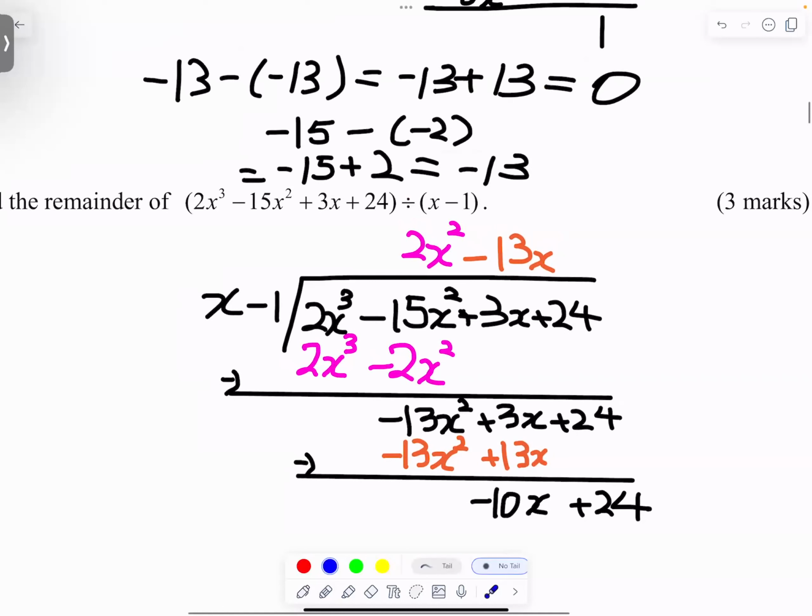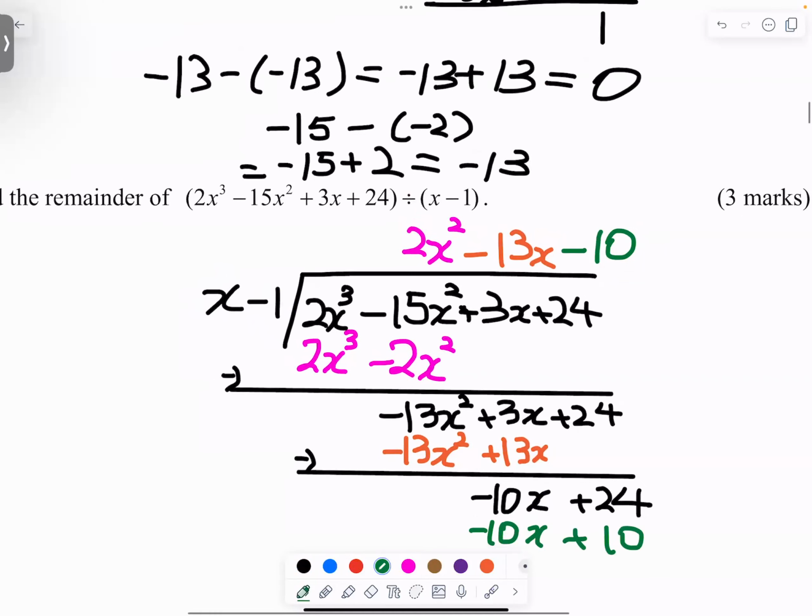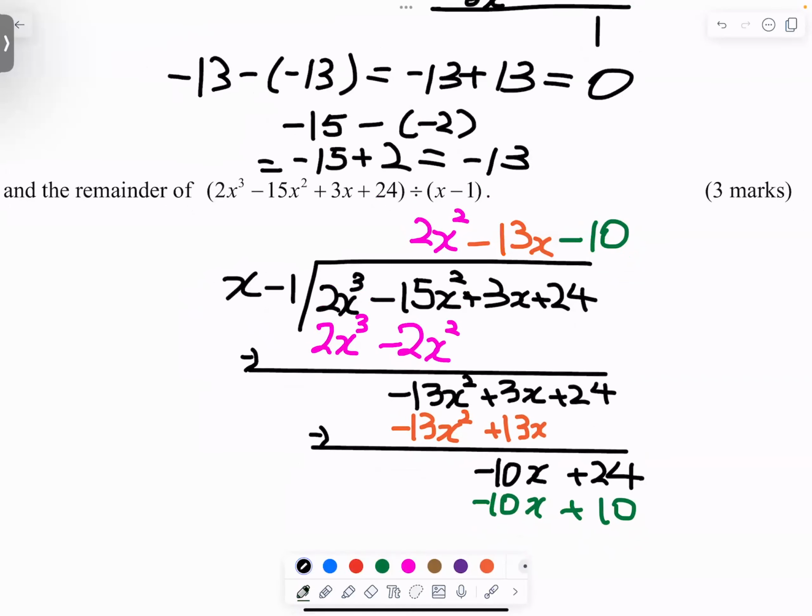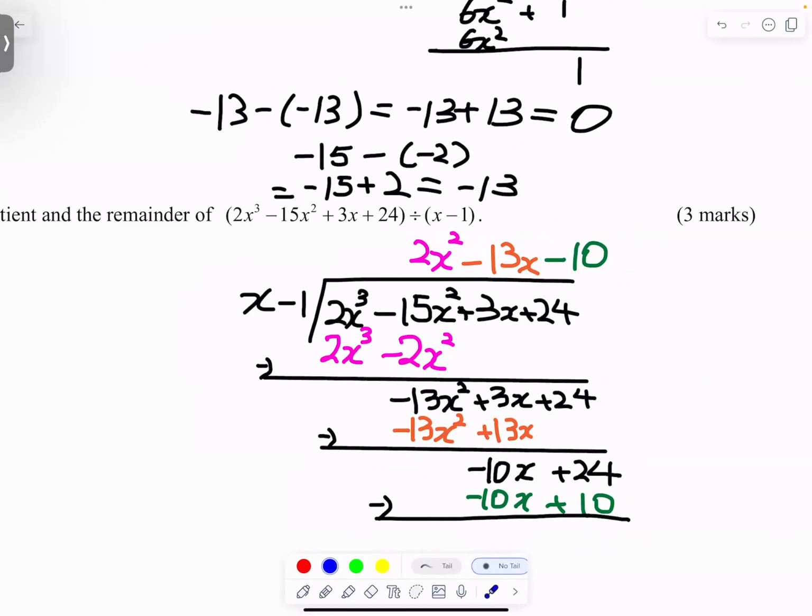And then we do the same things again. X times what is negative 10x? Negative 10. So negative 10x. And of course, we can't leave this alone. So negative 1 times negative 10, negative, negative, positive. And after both of them are done, we draw the line. So negative 10 minus negative 10, we have 0. Then 24 minus positive 10, that means 24 minus 10, 14. So this is your quotient, this is your remainder.